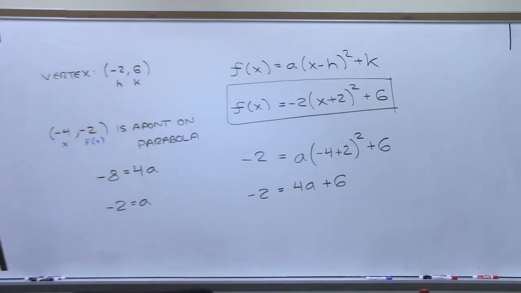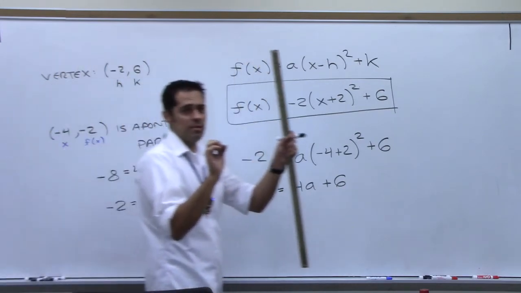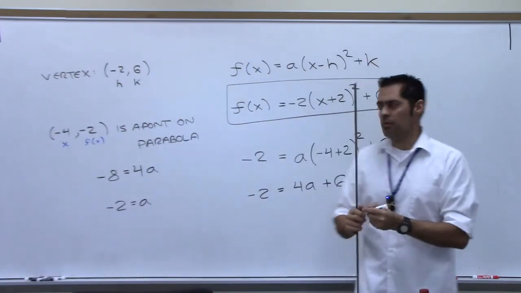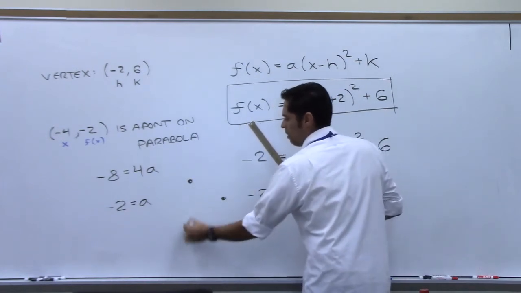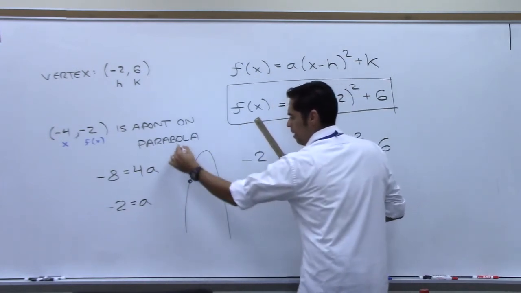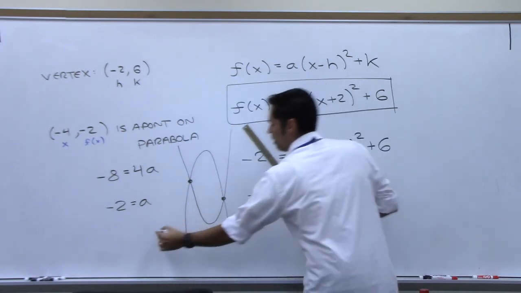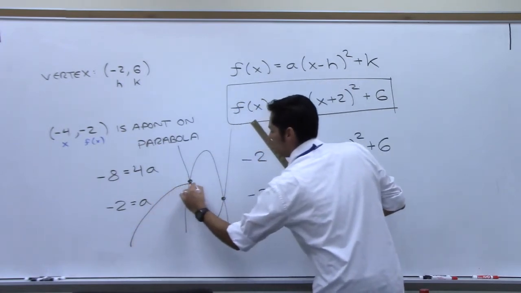Hold on, no. I gave you a special one, though, right? I gave you the vertex and a point. If I hadn't given you the vertex, you couldn't do this, right? So your instinct is correct. If I give you just 2 arbitrary points, there's not one parabola that goes through those, right? Here's 2 points. I can draw a parabola that goes like that through them. I can draw a parabola that goes like that. There's probably even a parabola that does something like this.